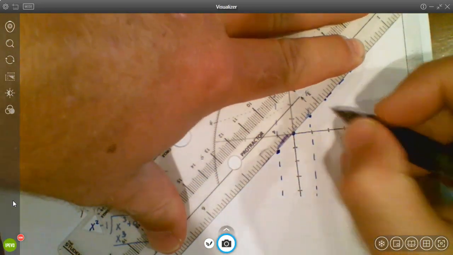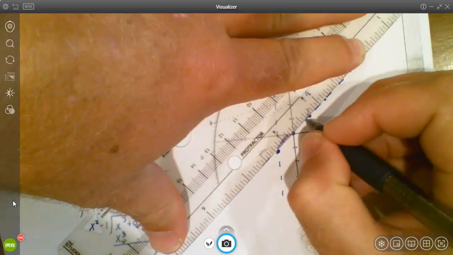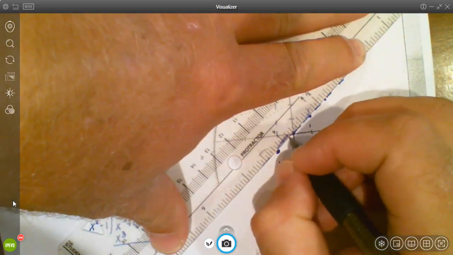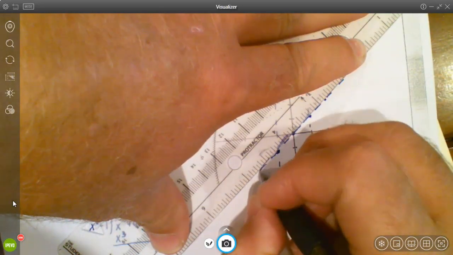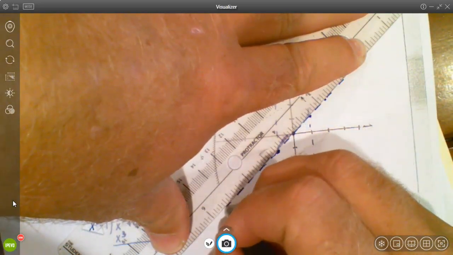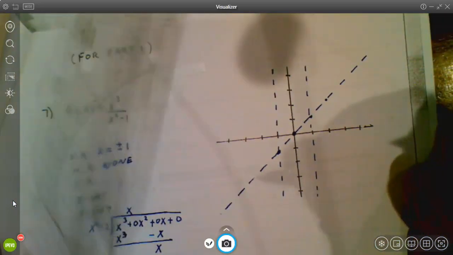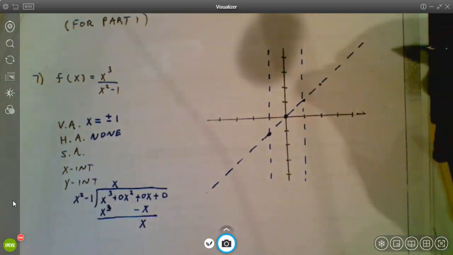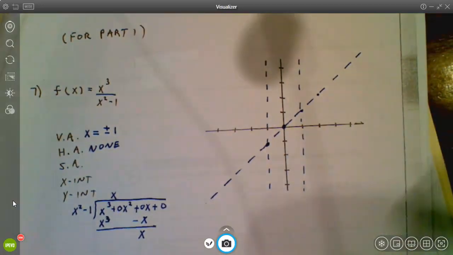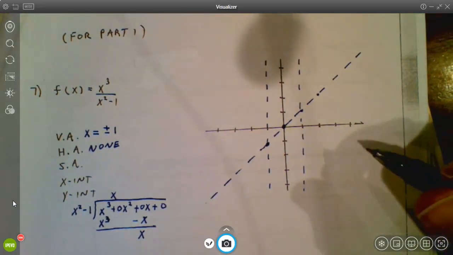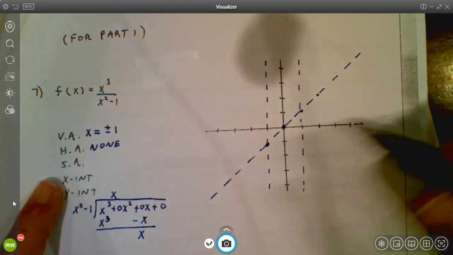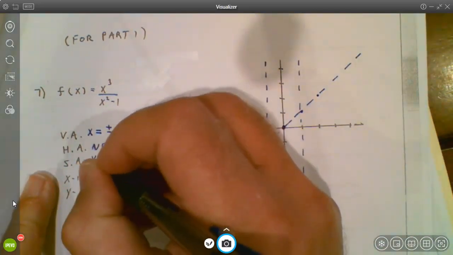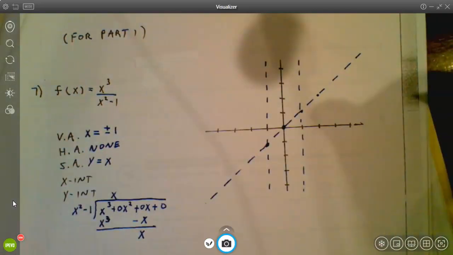I always encourage you guys to do dotted lines for asymptotes. It helps separate out what's the actual graph from things like asymptotes, because asymptotes aren't really part of the graph. They're just guiding lines. They're boundary lines for where the graph goes. It's not actually lines on the graph, right? So it's always good to have those. We just identified this as y equals x. So let's look at intercepts.